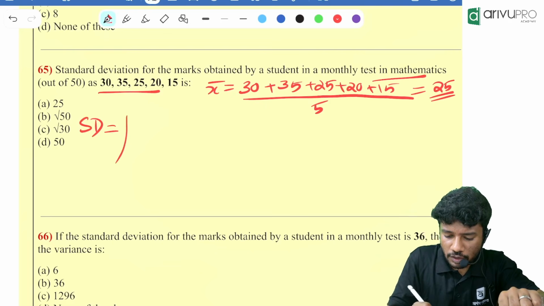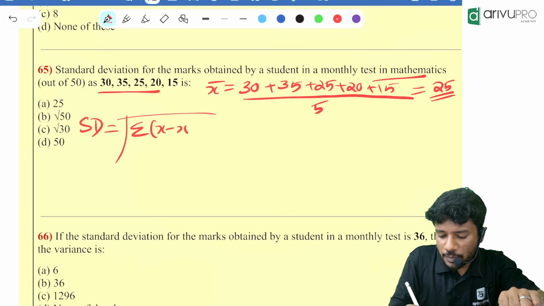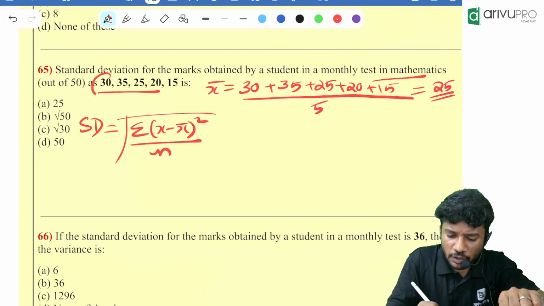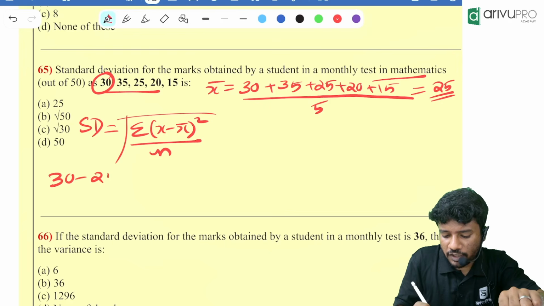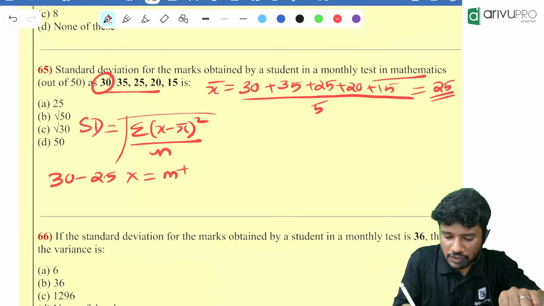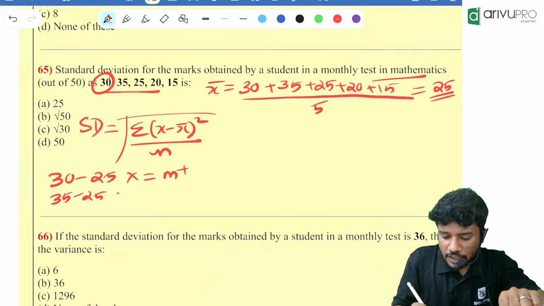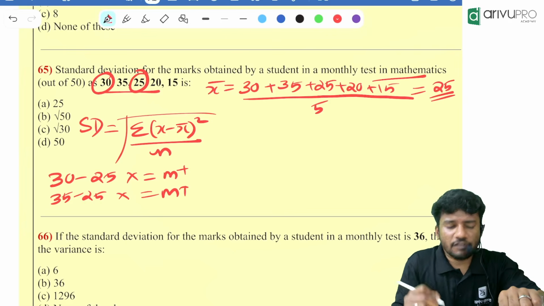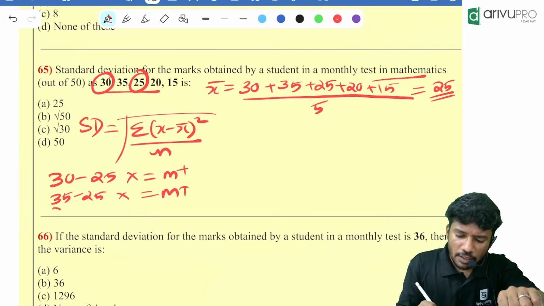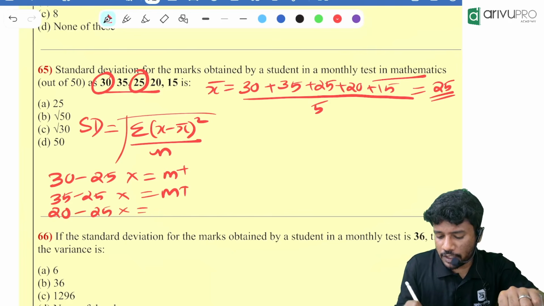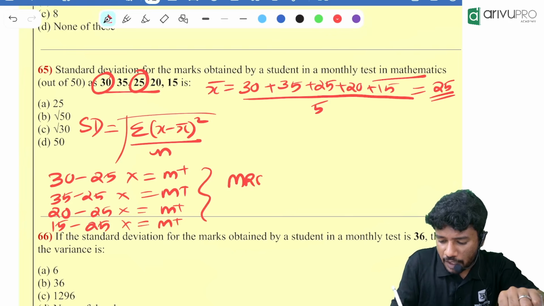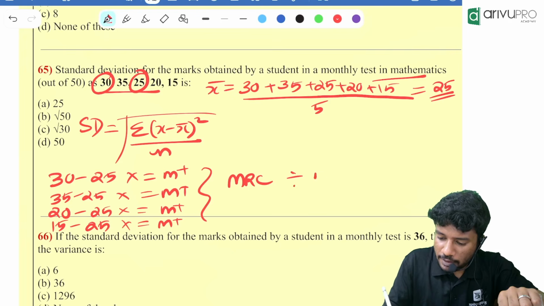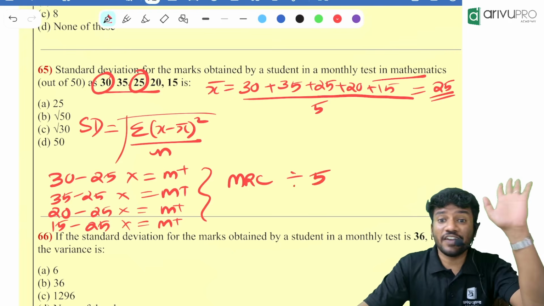SD is the root of summation of (x minus x bar) the whole square divided by n. First term is 30 minus 25 squared, plus 35 minus 25 squared, plus 25 minus 25 will become 0, ignore it, plus 20 minus 25 squared, plus finally 15 minus 25 squared, then press MRC. Then divide with 5. That means you got the variance.